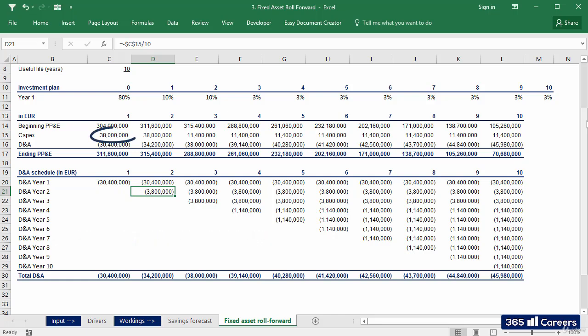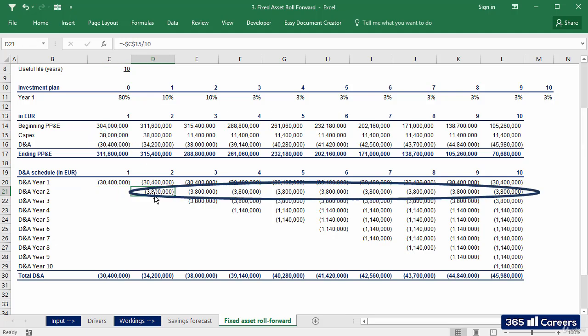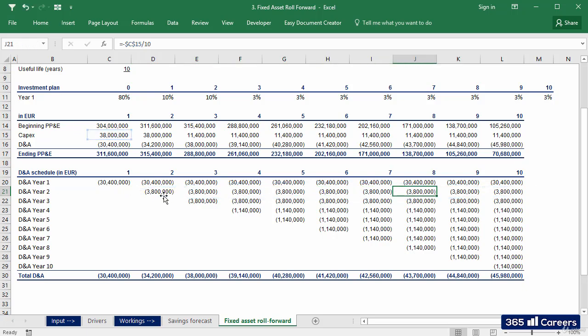So for example, in year 1 we spent 38 million for CapEx, and 3.8 million euro of this amount will be depreciated every year until the rest of the projection period. And then the D&A amount for year 2 is equal to the sum of the D&A for CapEx sustained in year 0 and D&A for CapEx sustained in year 1. Makes sense, doesn't it? All we have to do is continue the formulas and we can complete our fixed asset roll forward schedule. That's awesome.